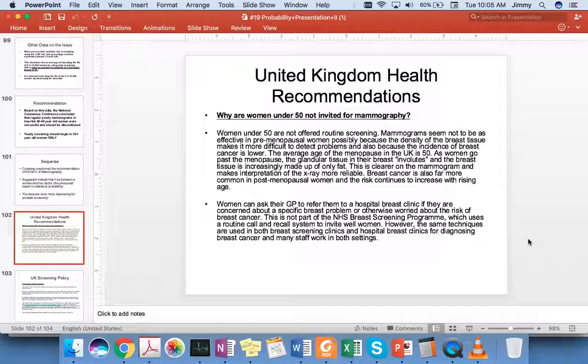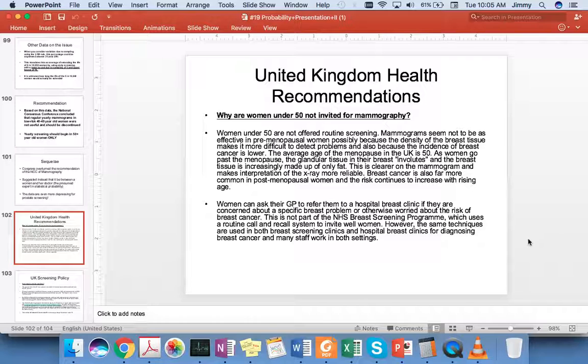Why are women under 50 not invited for screening tests? Women under 50 are not offered routine screening. Mammograms seem not to be as effective in premenopausal women, possibly because the density of breast tissue makes it more difficult to detect problems, and also because the incidence of breast cancer is low. The average age of menopause in the UK is 50. As women go past the menopause, the glandular tissue in their breasts involutes, and the breast tissue is increasingly made up of only fat. This is clearer on the mammogram and makes interpretation of the X-ray more reliable.